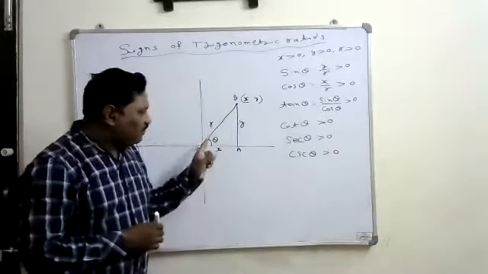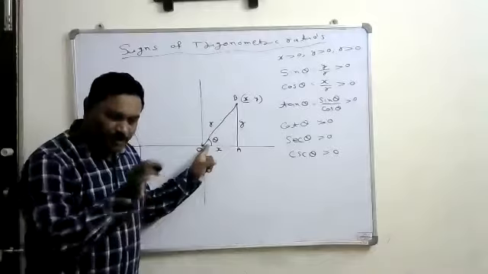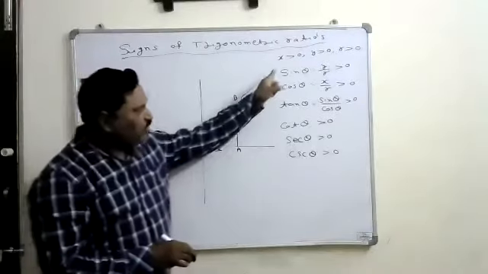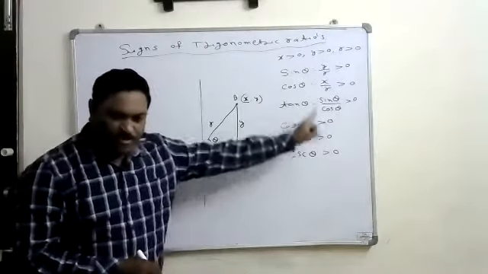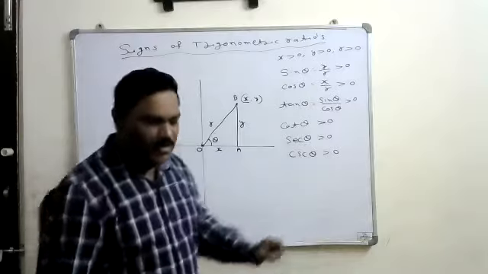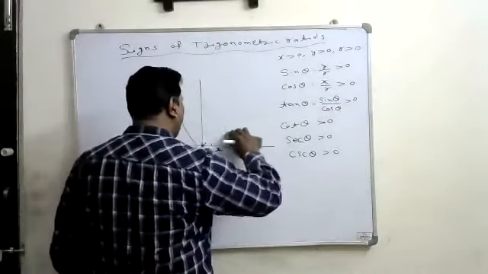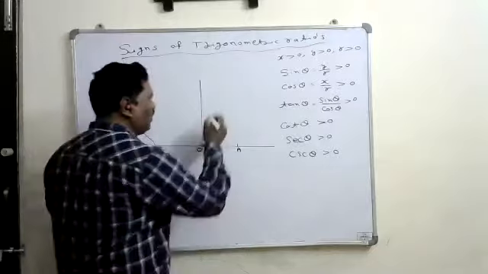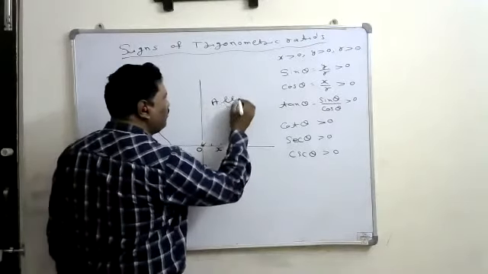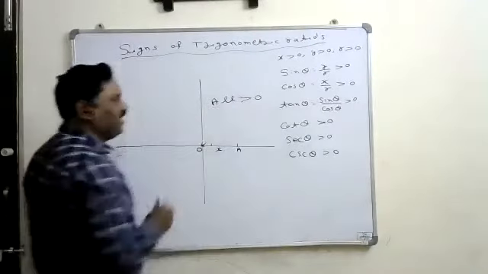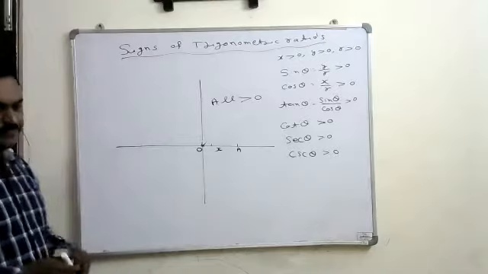This means we can observe that if theta is an angle in the first quadrant, all six functions are positive. That's why in the first quadrant, all the trigonometric ratios are positive. Remember that. All trigonometric ratios are positive in the first quadrant. That's the point you have to remember.